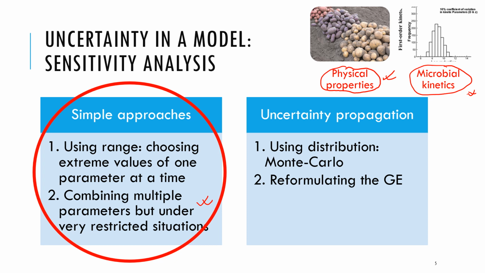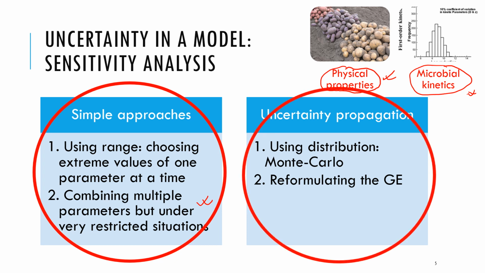Okay, so these are the simple approaches. The other list we have here are the more comprehensive and therefore more complex approaches. We already talked about using the distribution in the previous slide. We can also reformulate the governing equation into an equation for the mean, let's say, of the temperature, and another one for standard deviation of temperature.